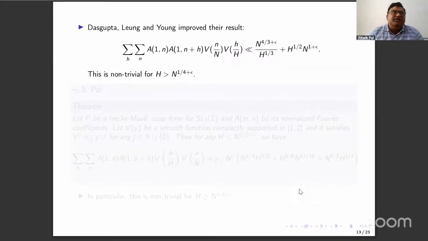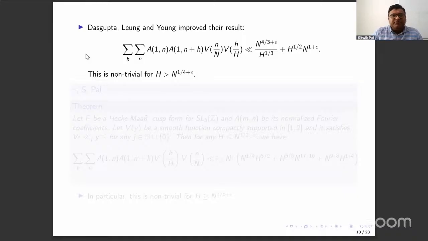In their landmark paper, Dasgupta, Leung, and Young showed that the shifted convolution sum is bounded by this quantity, and this is non-trivial for the range when capital H is n to the power 1 by 4 plus epsilon. Why am I saying this is non-trivial? Because this bound for the shifted convolution sum implies a bound for the second moment of the GL3 L-function. The second moment they got is T to the power 4 by 3 plus epsilon, and the trivial bound is T to the power 3 by 2. It is quite a good bound.